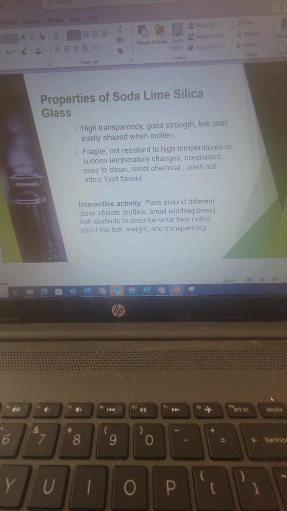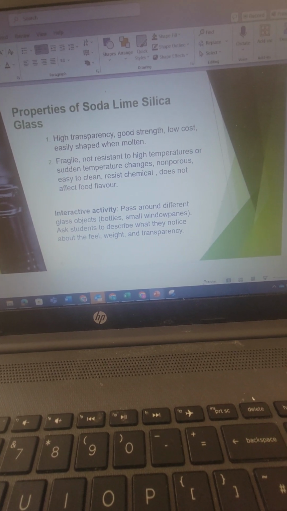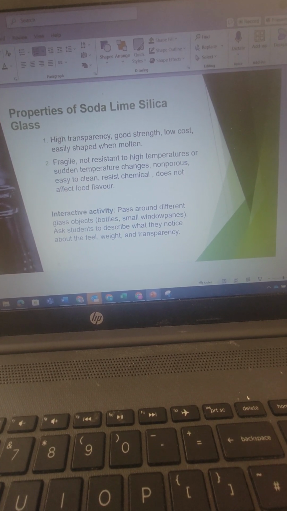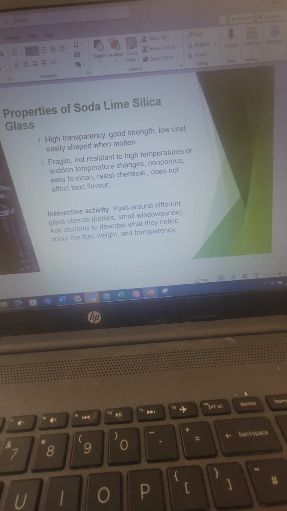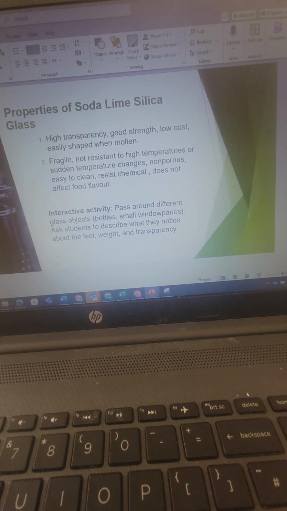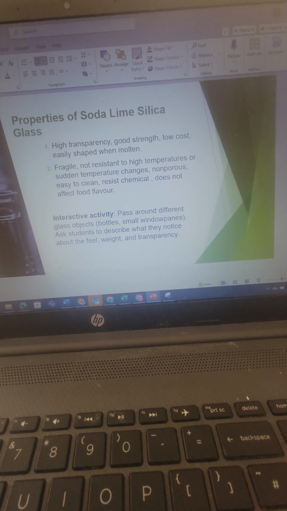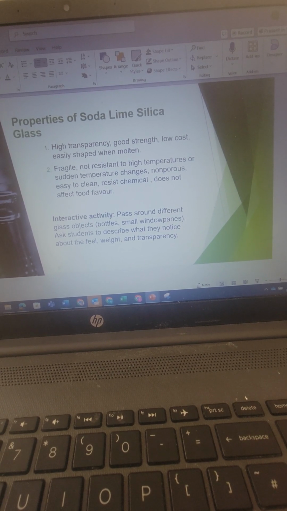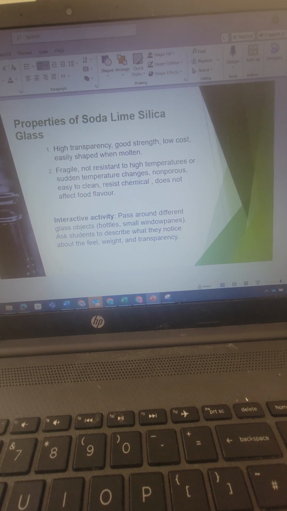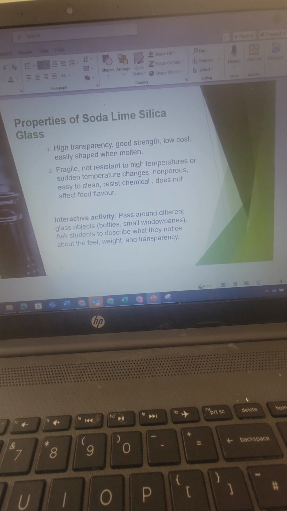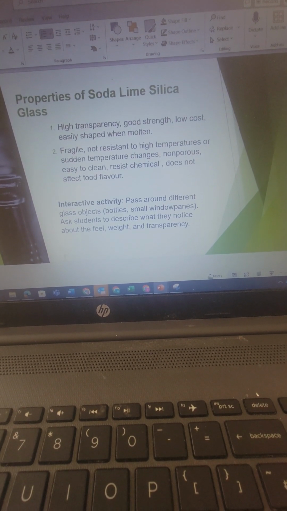So how do you identify soda lime silica glass? Oftentimes they have high transparency, good strength, and they're very cheap, like low cost, because it's very common, and of course because the major raw material is sand. Sand is actually not that costly like many other raw materials. It's cheap. So most glasses that have a high amount of sand are often cheap, and so the soda lime silica glass, oftentimes called the container glasses, is very cheap because the composition is more of sand.